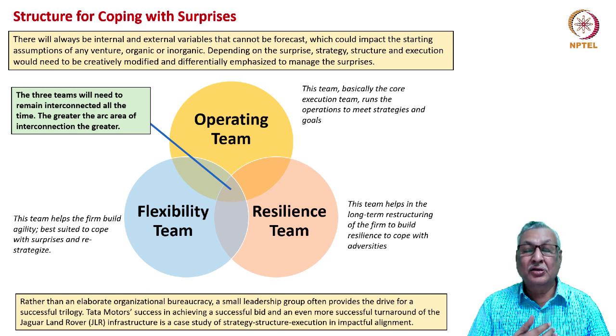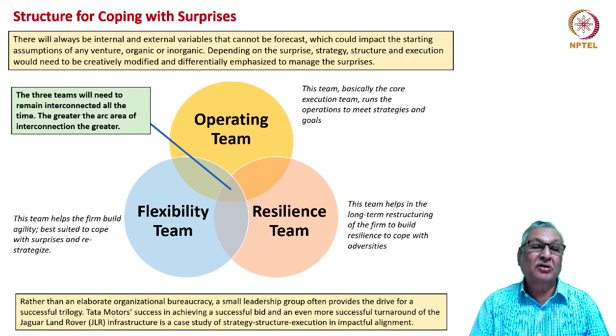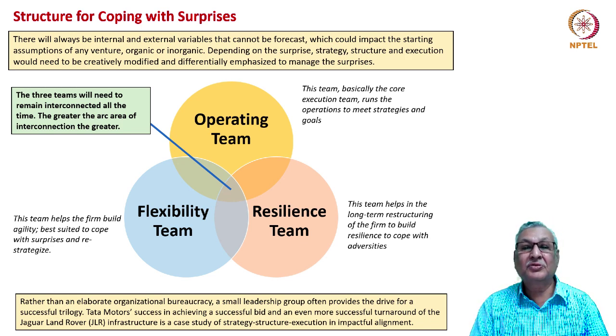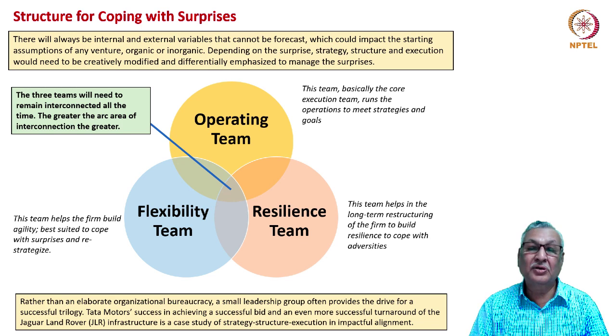So how would we meet these kinds of surprising situations? Would one team be sufficient, or would more than one team be required? Would you require cross-functional teams? Would we require teams which are assembled and disassembled depending upon the crisis? My suggestion is that we should have 3 types of team, because the business must continue as it was, and as it would need to be. And that can be done by operating functions. So we need an operating team, which is the regular organizational team, the core execution team that should run the operations continuously to meet strategies and goals.